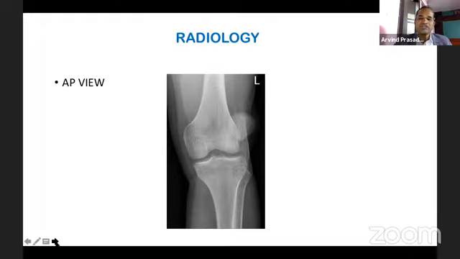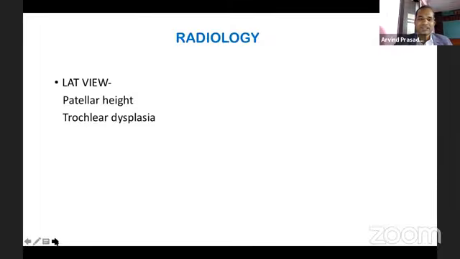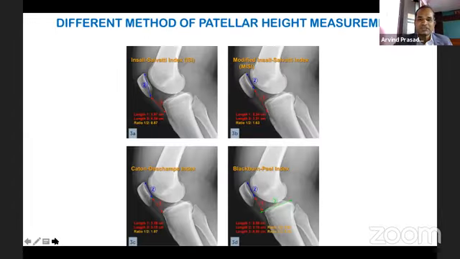This should start with the standing AP view for both knees, and when there is persistent dislocation, that can be appreciated on the AP view also. Then in the lateral view, look for the patellar height and the trochlear dysplasia both.